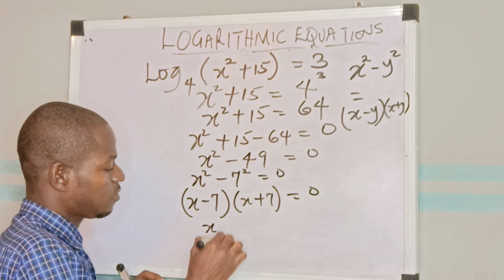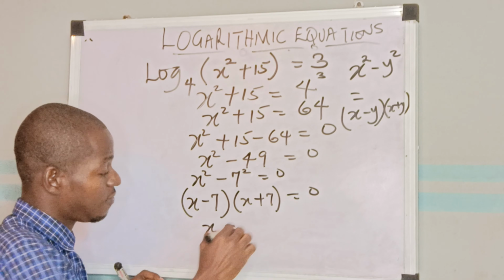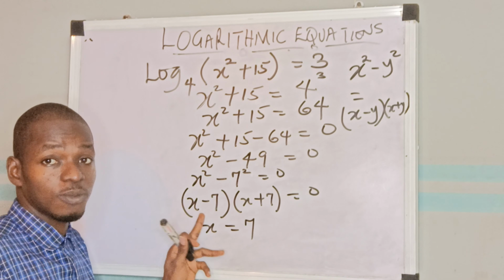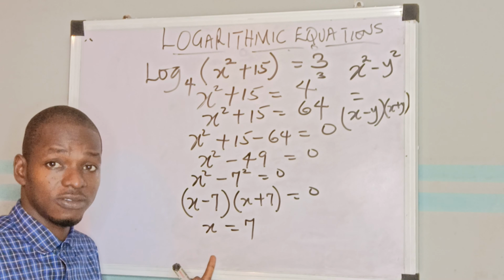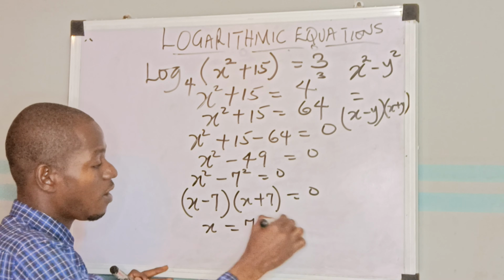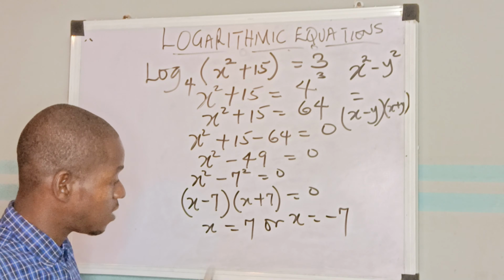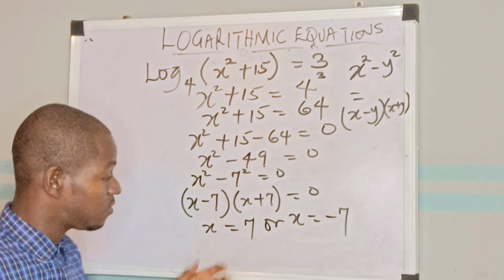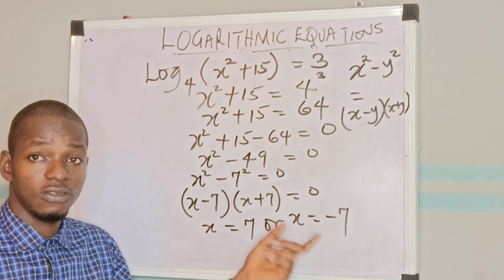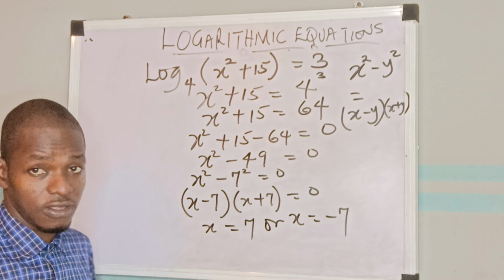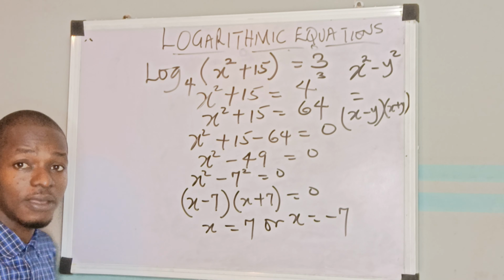So our x is either equal to 7. When I solve this, x minus 7 equals 0. That means x will be 7, or x is equal to -7. So those are the two answers. Say that x is 7 or x is -7. That's it about the third example.